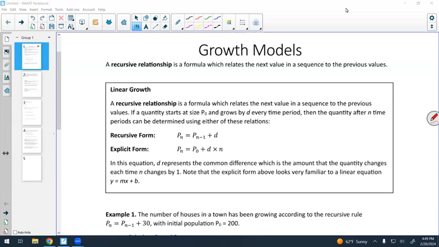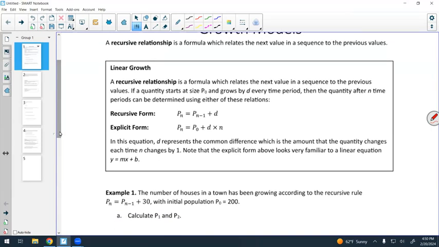Before we do that, we need to talk about recursive relationships. A recursive relationship is a formula which relates the next value in a sequence to the previous values. If a quantity starts at size p sub 0 and grows by d every time period, then the quantity after n time periods can be determined using either of these relations.